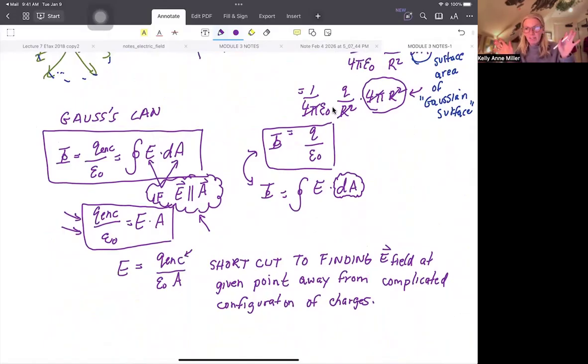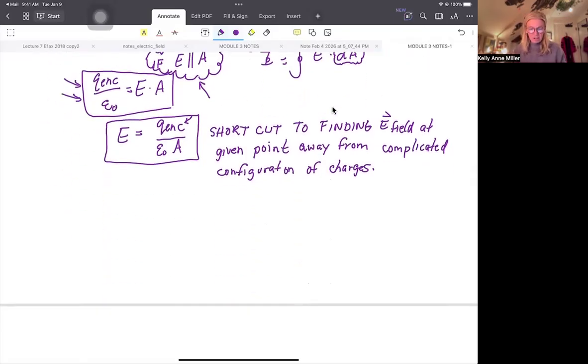You draw some surface, and we'll talk in the next video about how to decide which surface to draw. You draw some surface, then you count up the charge inside that surface, and then you just divide by the area of the surface. So it's super easy to find the electric field, and the alternative is very complex. It's a very nice shortcut, and this works for any geometry, again assuming the electric field and the area vector are parallel, which involves manipulating specific symmetries.